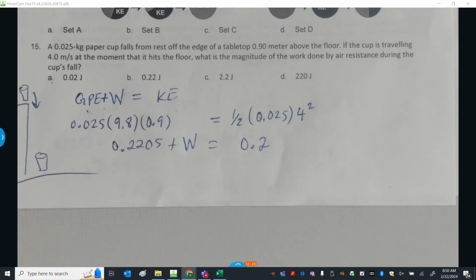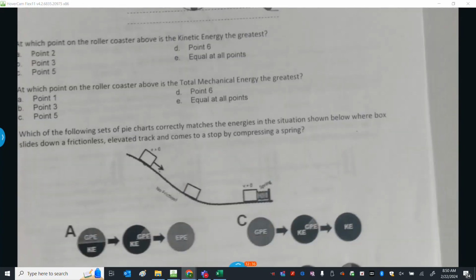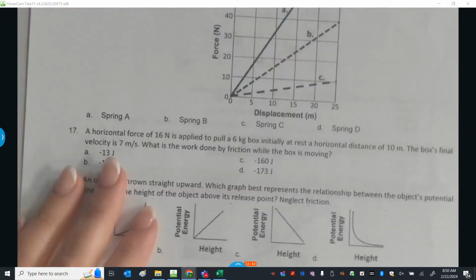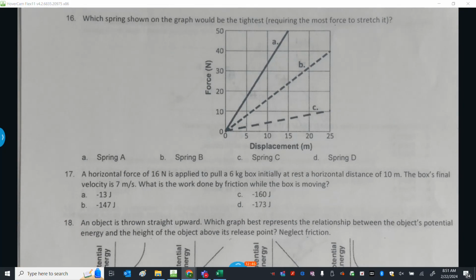As I said, that was your most missed question, so several of you struggled with it. But most of you got it right, so again, it wasn't everybody. Number 16, which spring shown on the graph would be the tightest, requiring the most force to stretch it? In other words, which one has the greatest spring constant?